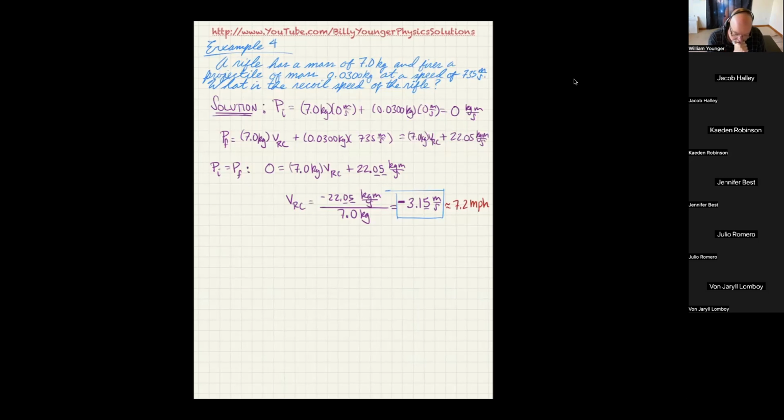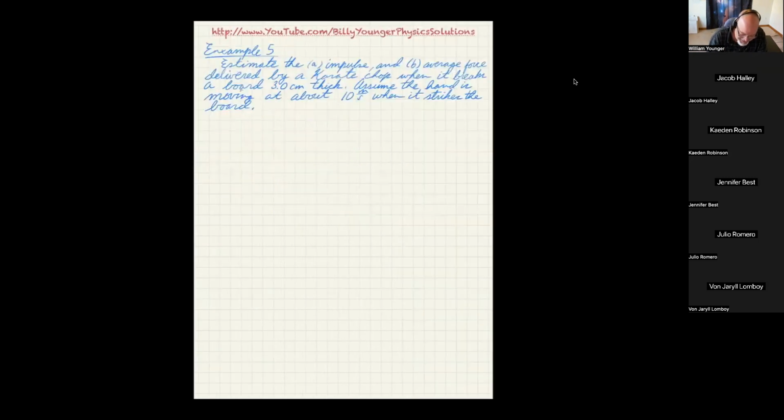All right, now while you are chatting your first and last name for roll, I'll go ahead and say a bunch of words that y'all can ignore and move on to example 5. This one's kind of neat. It says estimate the A impulse and B average force delivered by a karate chop when it breaks a board 3 centimeters thick. Assume the hand is moving at about 10 meters per second when it strikes the board. So this is one of those estimate type problems.